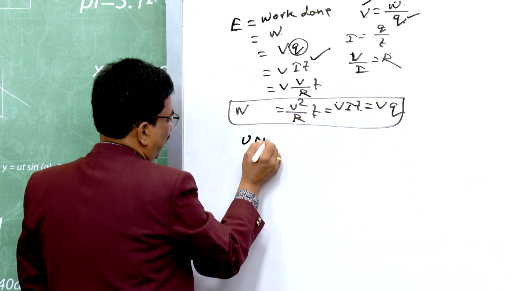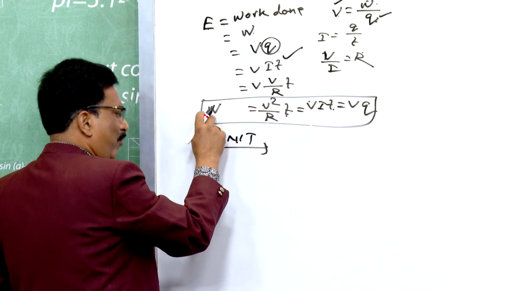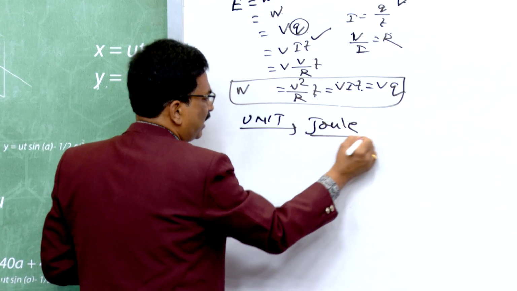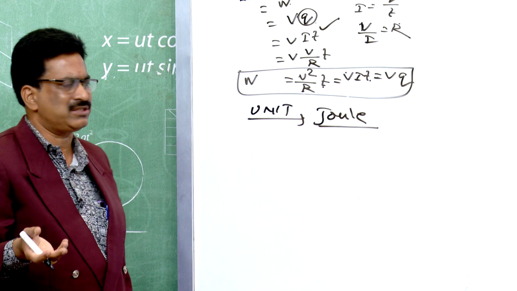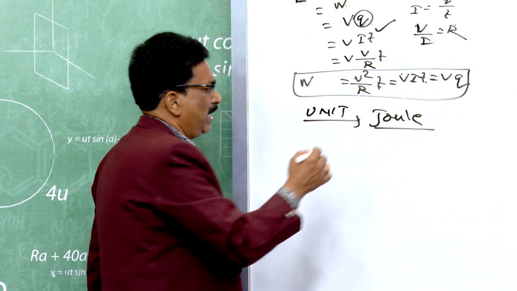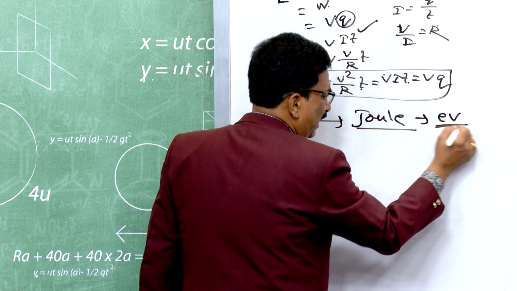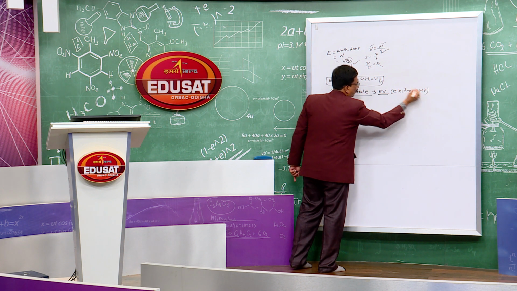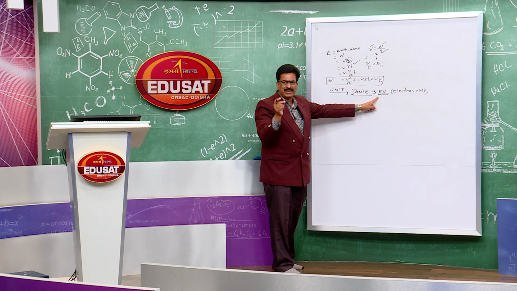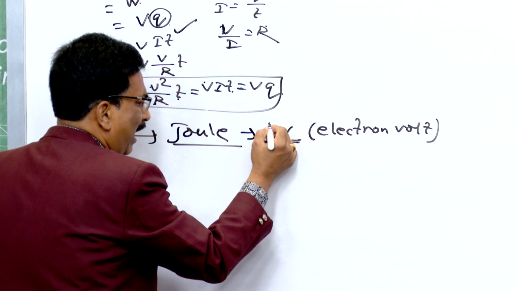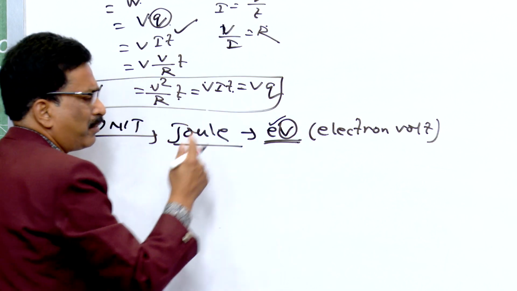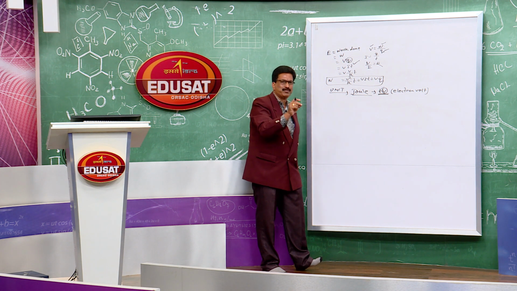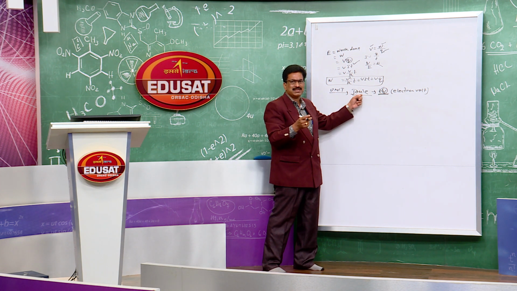Then comes the unit. The unit of work, which means the ability of doing work, meaning energy, is commonly the joule. But when more work is done, the joule is not used. In that case, it is used as eV. eV means electron volt. What is that? Electron volt means when one electron is able to produce a potential difference of 1 volt, the amount of work produced is known as the energy, that is the electron volt.